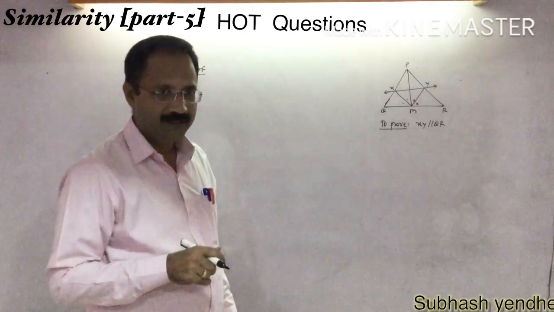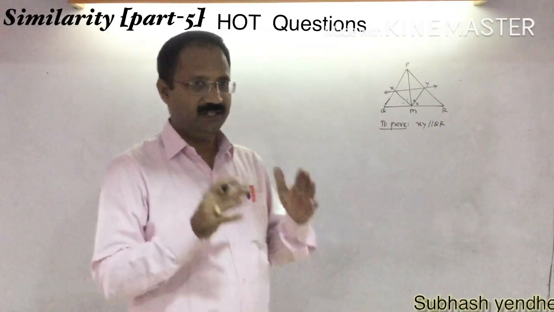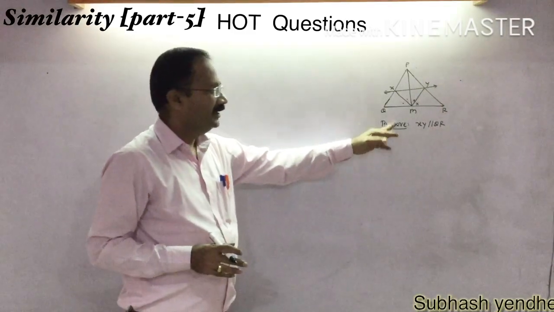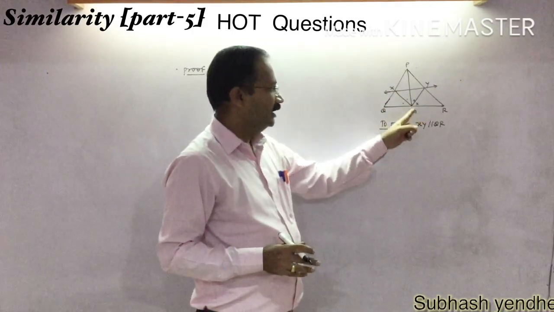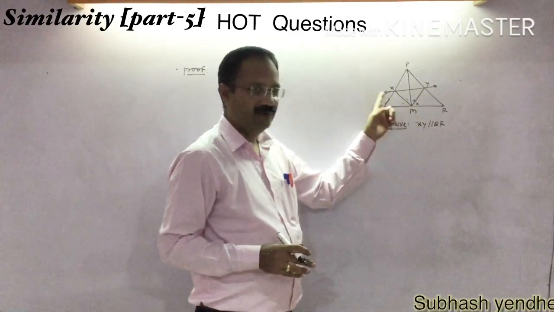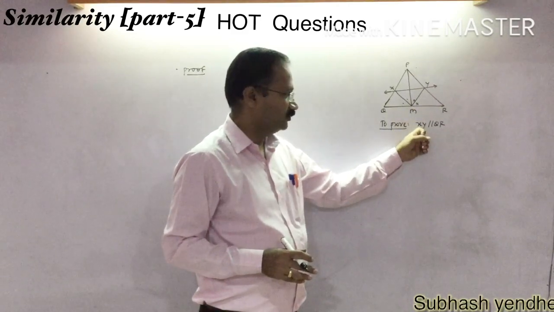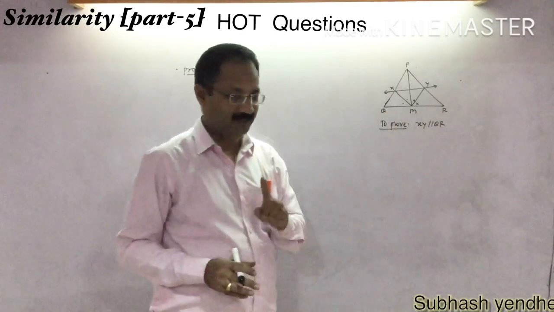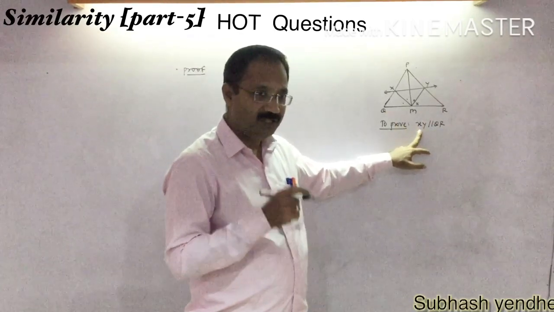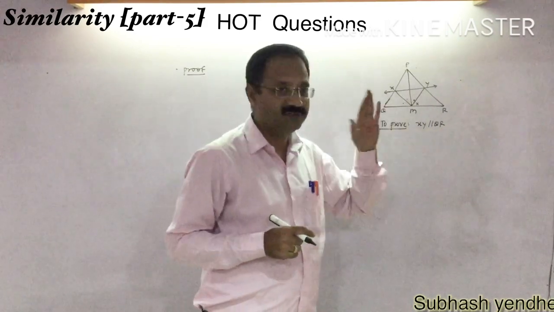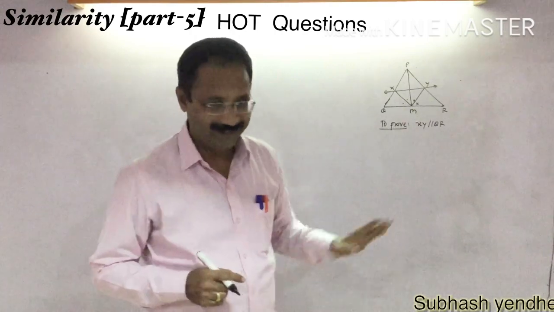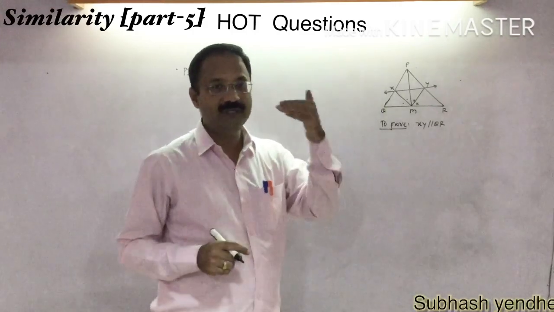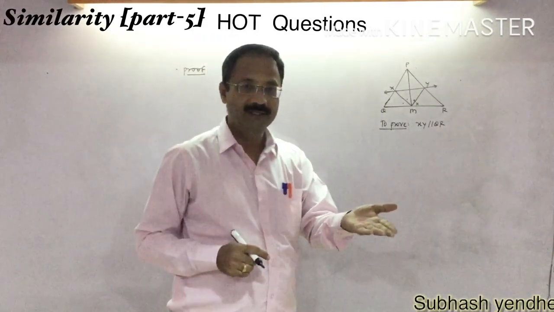Now we are going to start the sums, the higher order thinking questions. The first example is here. In the diagram PQR, XM and YM are the angle bisectors, and you have to prove that XY is parallel to QR. Always remember the point: you have to ask the question, to prove that lines are parallel, what do we use? Yes, we know that it is the converse of BPT. If the ratio is equal, then the lines will be parallel.